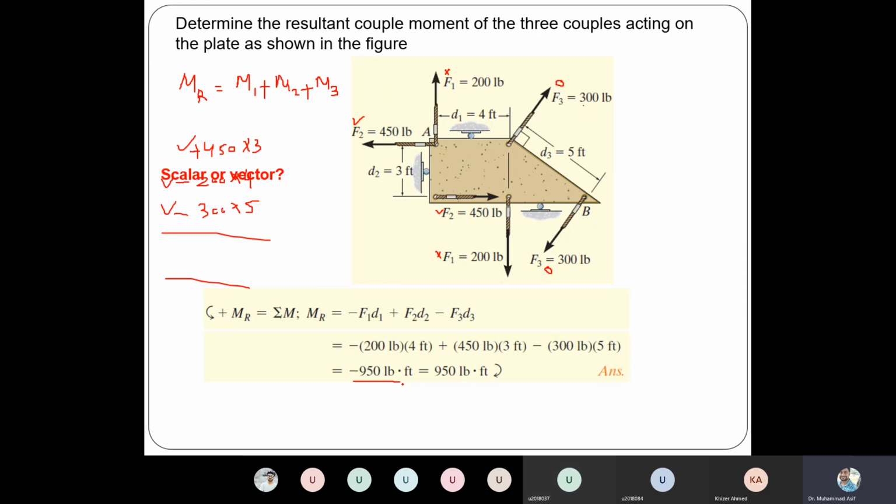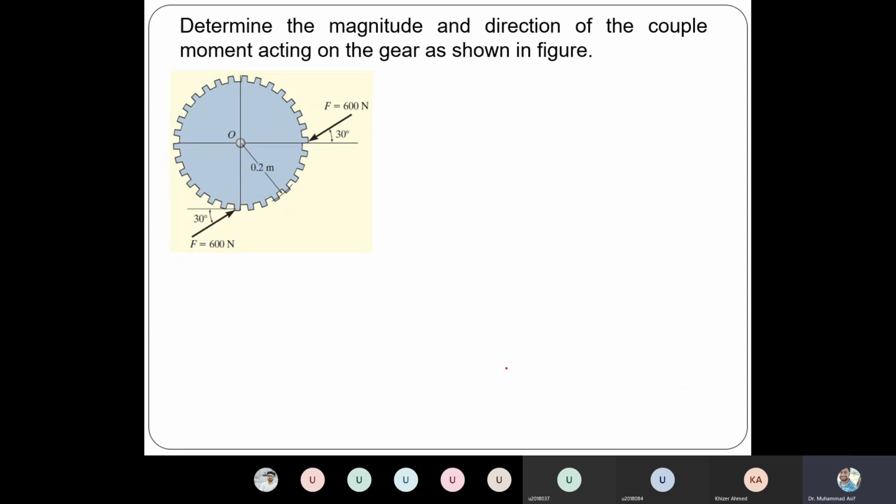Clockwise, because this is negative, right? Sometimes, to avoid writing the direction, you can put this symbol. This symbol indicates that this is the magnitude and this is the direction. Instead of writing the complete word like clockwise, you can just put this symbol. That will indicate that the direction is clockwise, right? Right, let's try to solve this one.